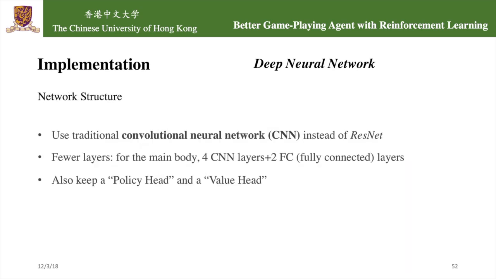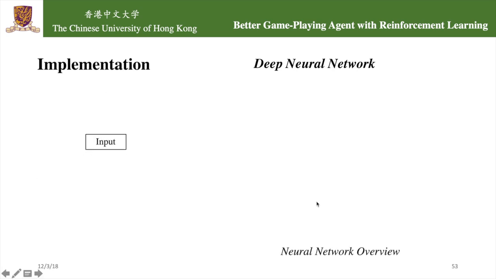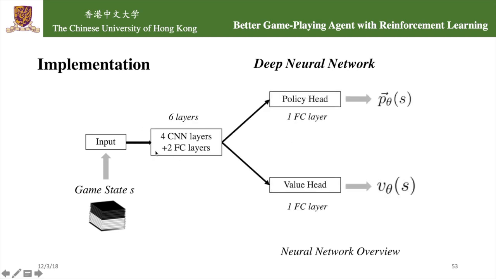For the network structure, I use a traditional convolutional neural network instead of ResNet. This network contains fewer layers, just 4 CNN layers plus 2 fully connected layers, but we do keep a policy head and a value head. Here is the overview of the network structure: the game state S, the convolutional neural network layers, and a policy head and a value head.